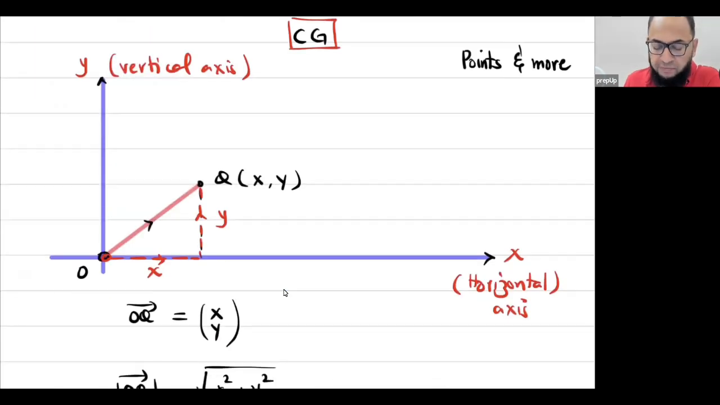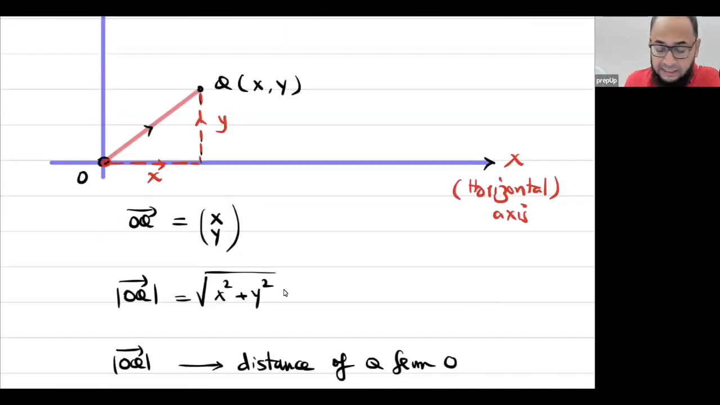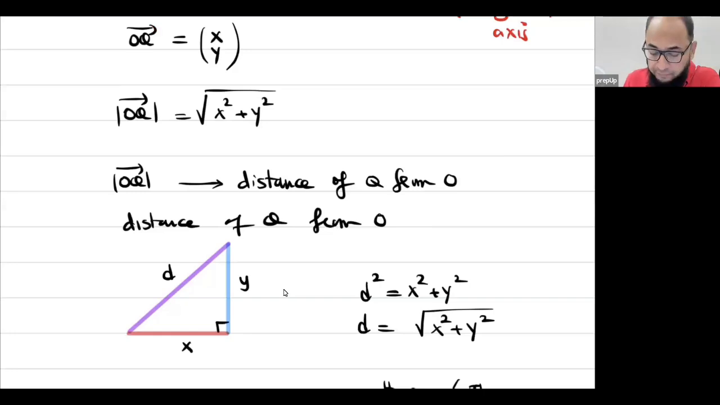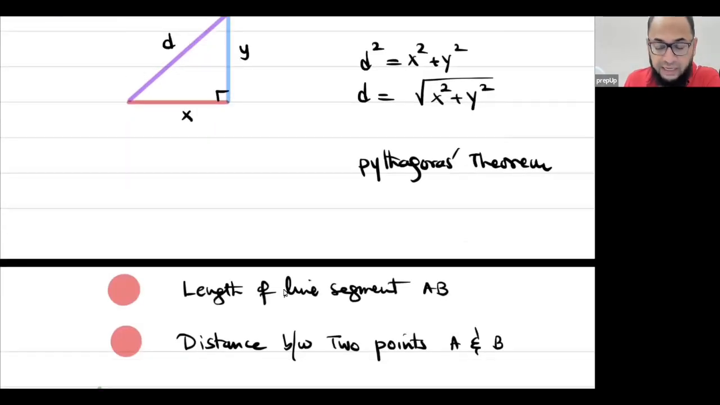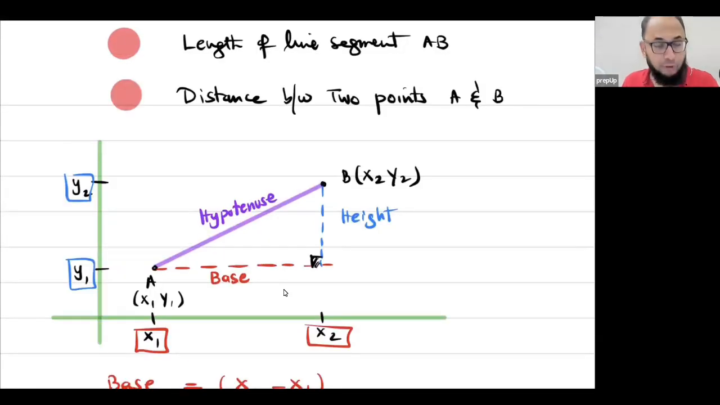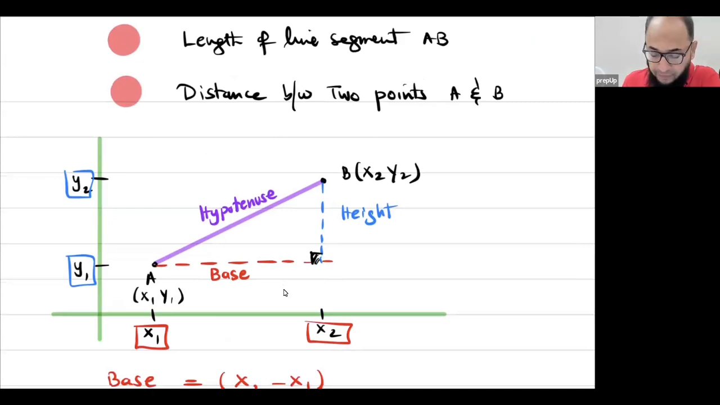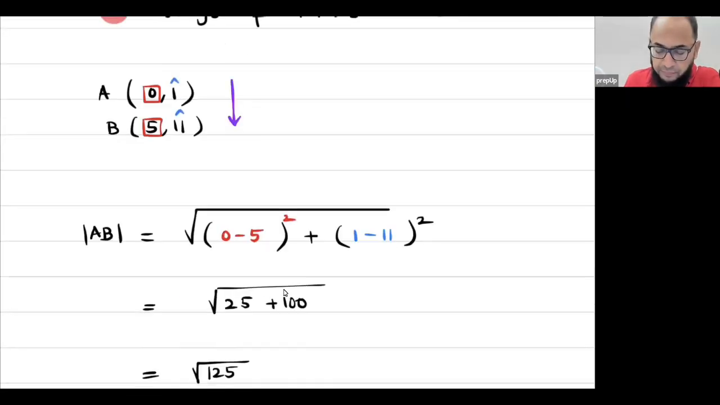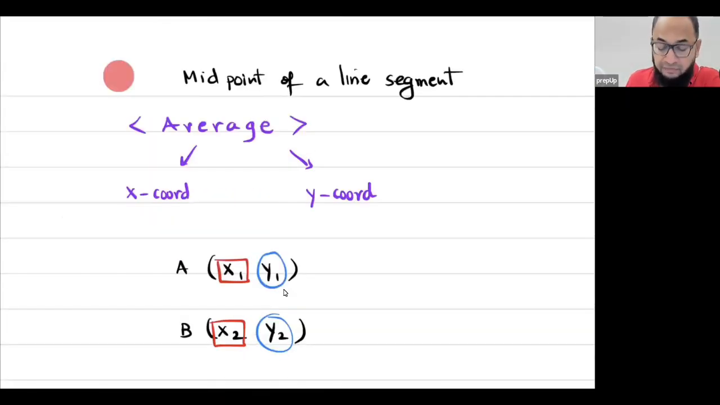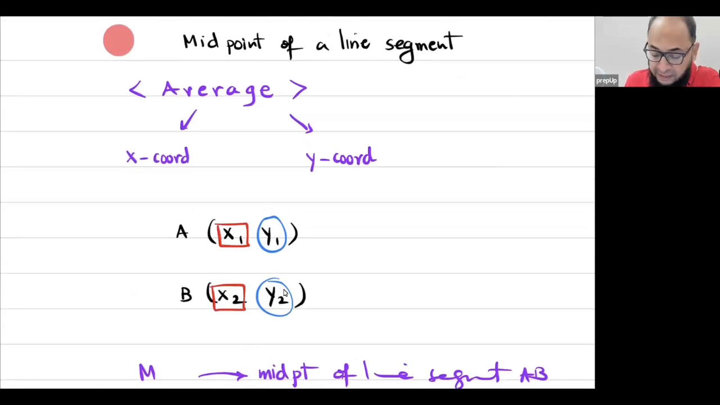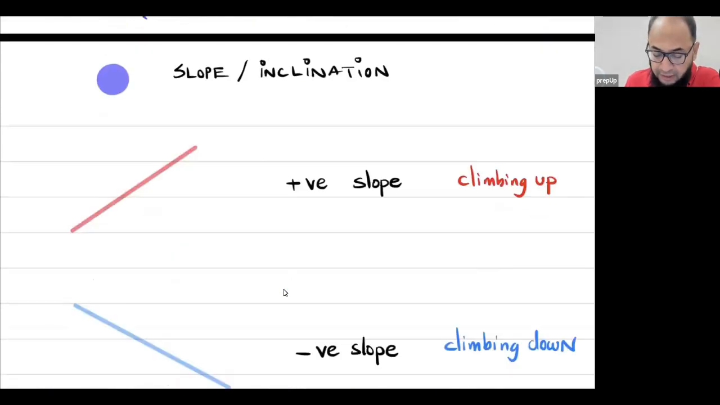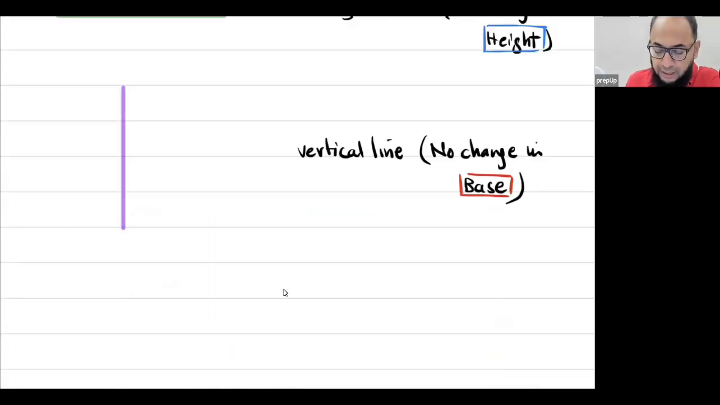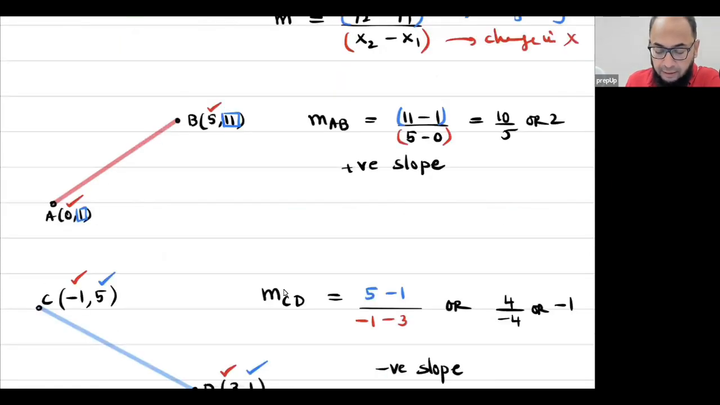We went over the P1 syllabus. We talked about the distance formula, which you can see on the screen. That is the length of line segment AB. That is also the distance between 2 points. We derived the formula. We used the formula. We talked about the midpoint of a line segment. We talked about slope, inclination, rise over run.